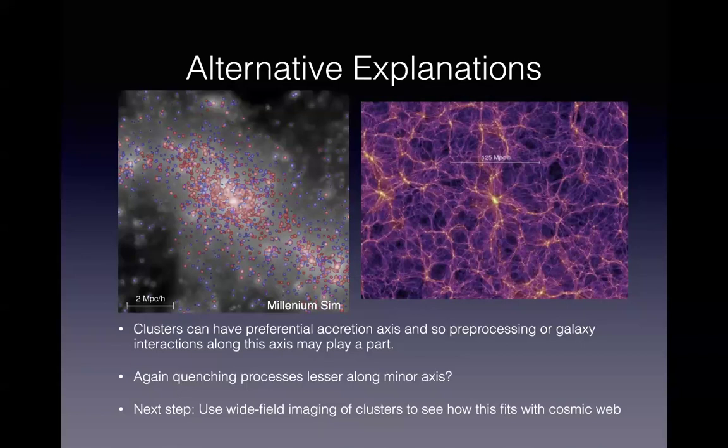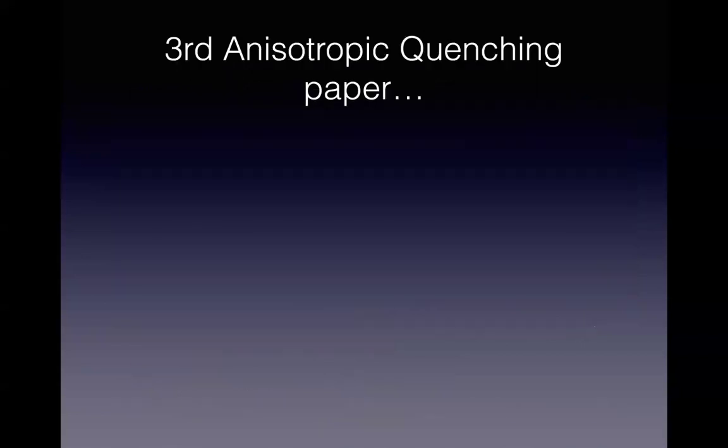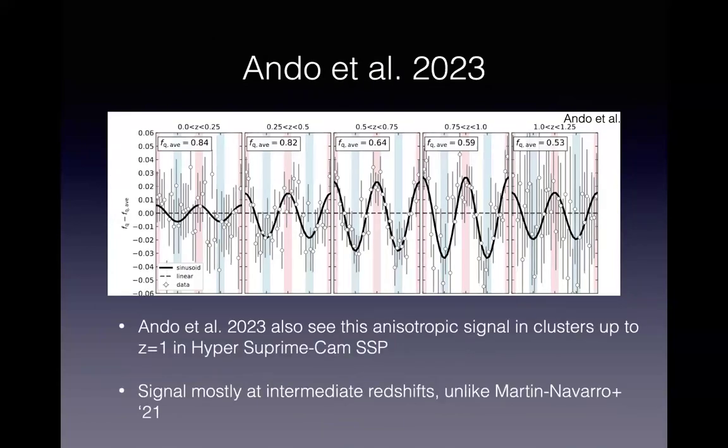There was a third anisotropic quenching paper that came out. This was Ando et al. 2023. And so they also see this signal. They weirdly don't see it at redshift 0. There's a bit of a mess there. So they don't agree with Martin Navarro. Strangely, they don't see it, but they do see it at moderate redshifts, the same as we do. So that's kind of strange.